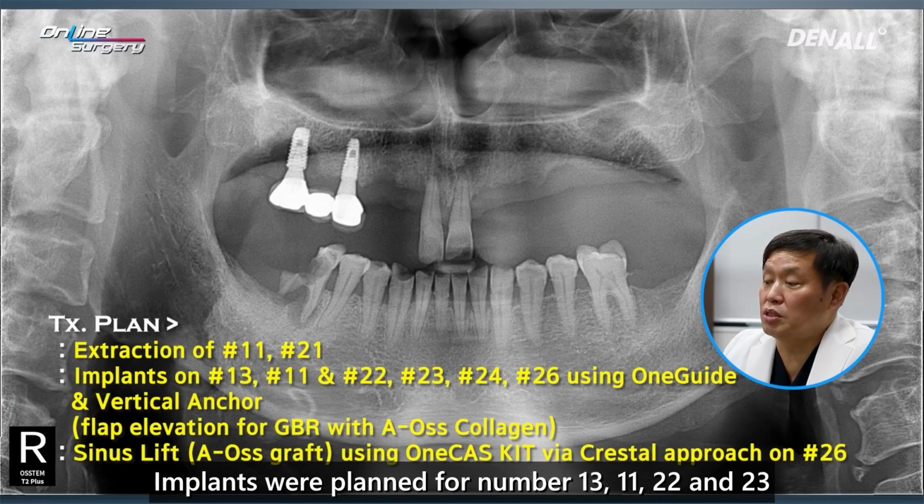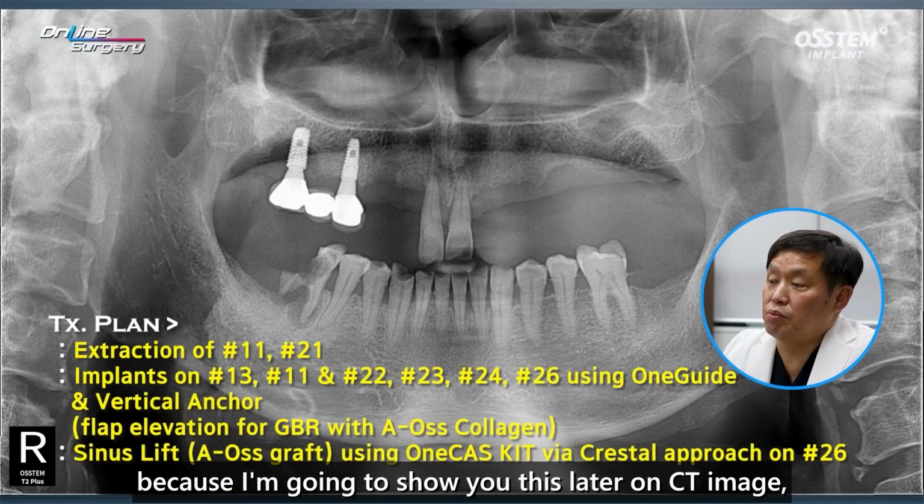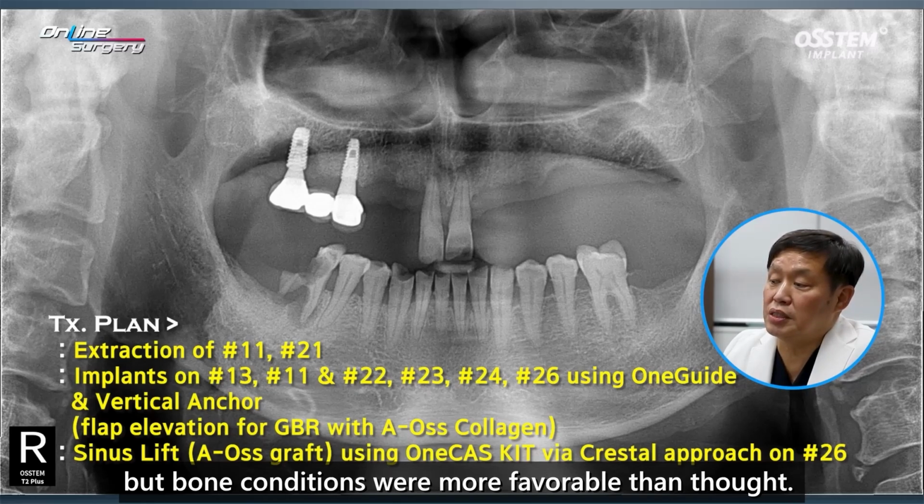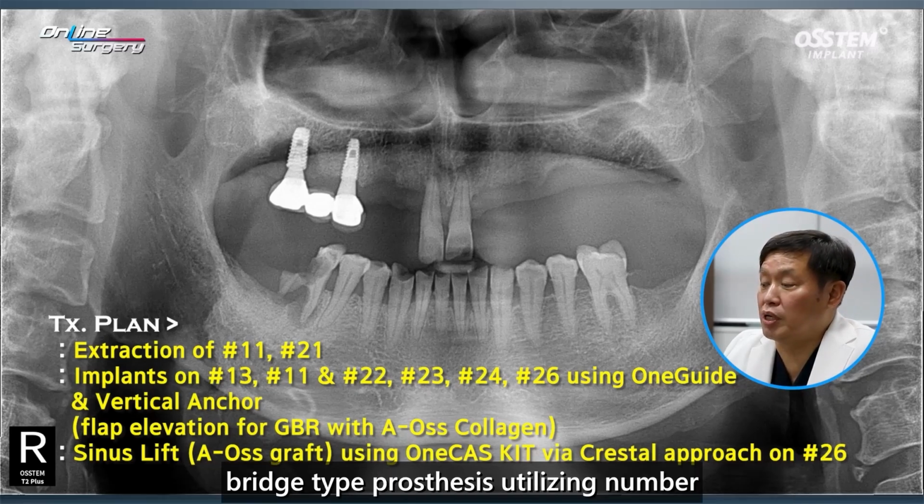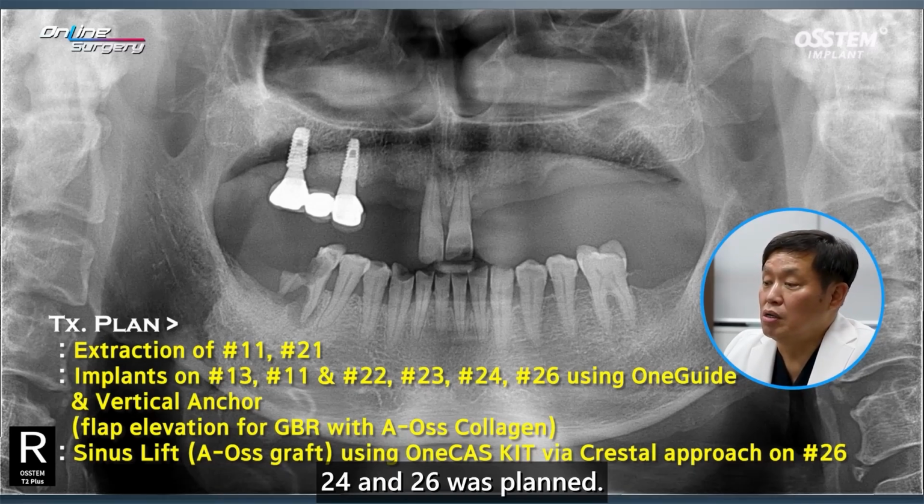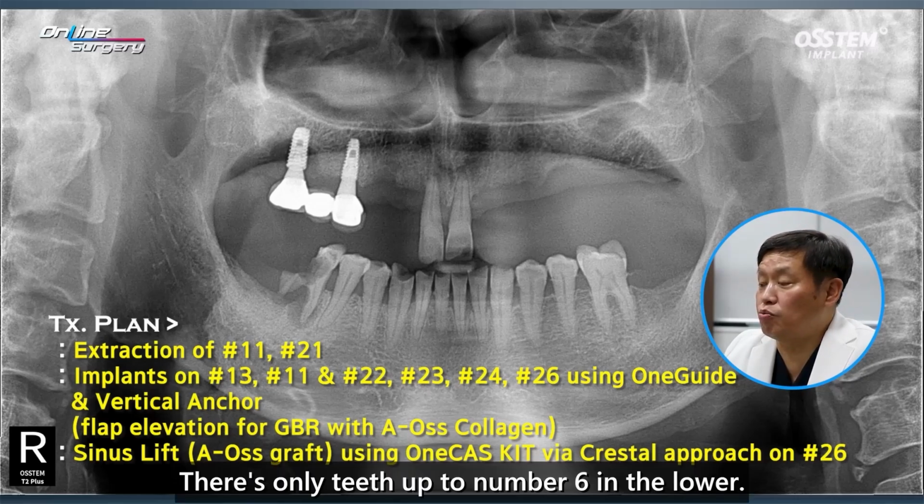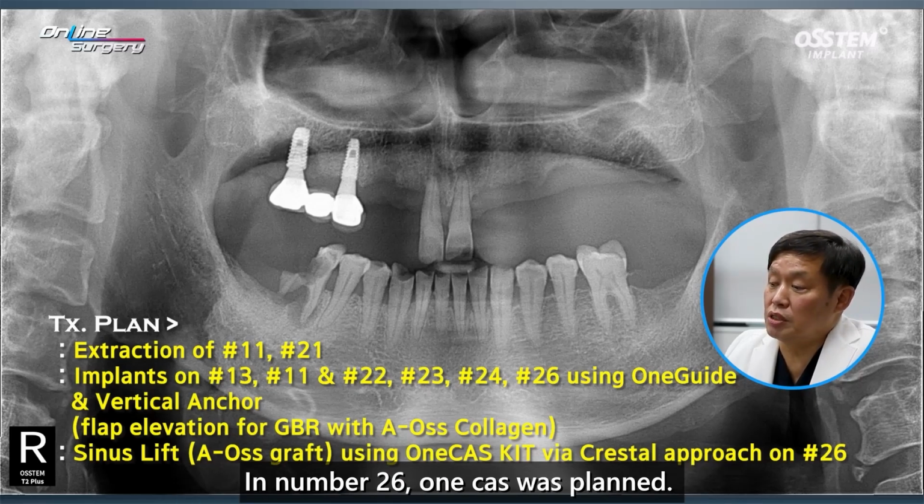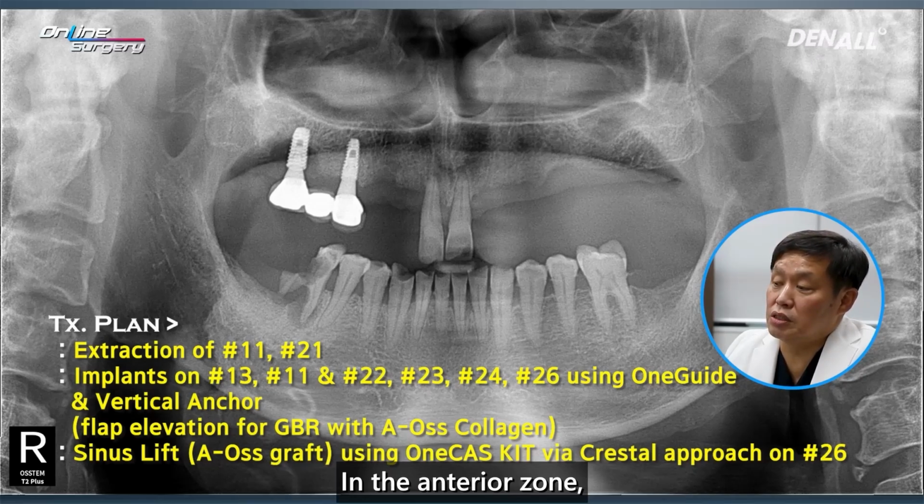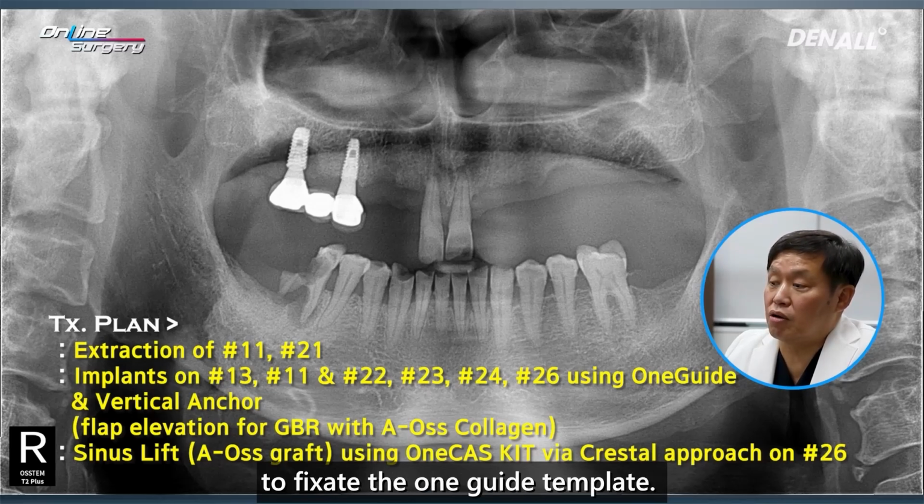Implants were planned for number 13, 11, 22, and 23 because, as I'm going to show you later on CT image, bone conditions were more favorable than thought. For the posterior area, bridge-type prosthesis utilizing number 24 and 26 was planned. There's only teeth up to number 6 in the lower. In number 26, OneCAS was planned. In the anterior zone, because this is a fairly long span case, vertical anchors will be used to fixate the OneGuide template.